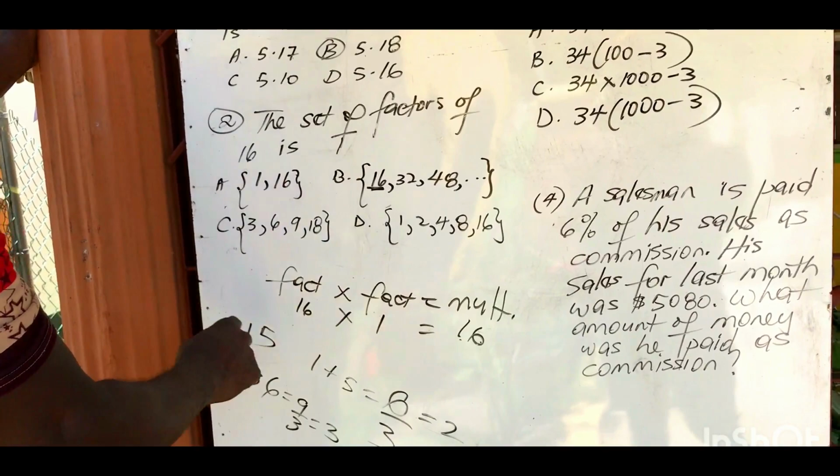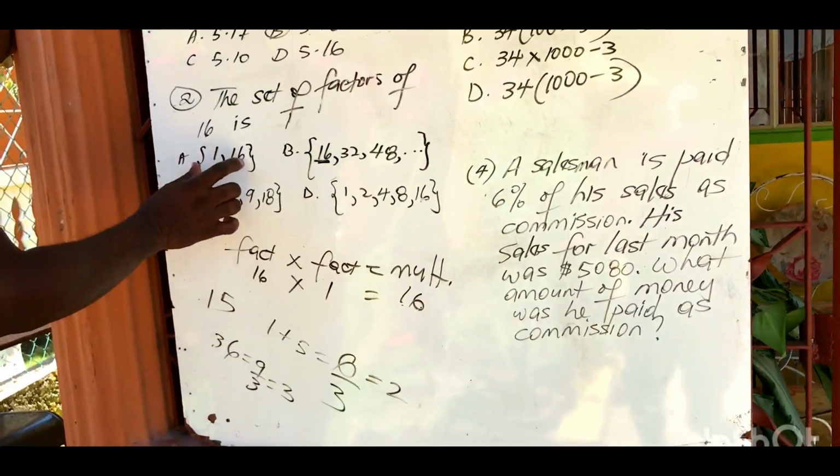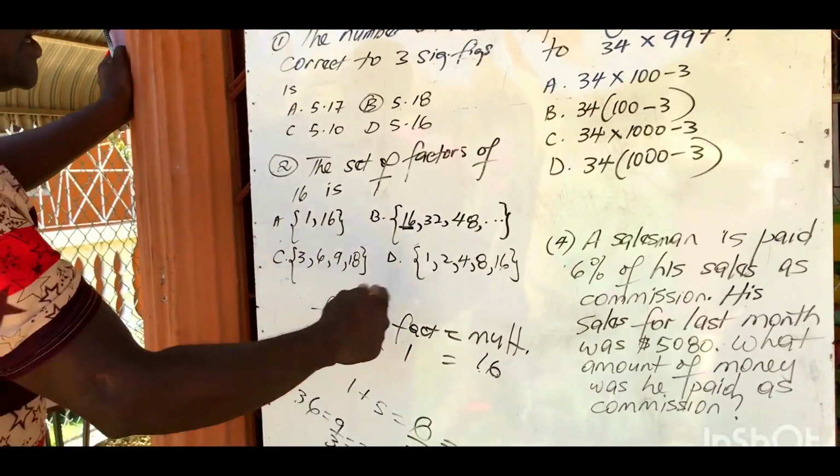And when we look at D now, 1, 2, 4, 8, 16, 1 and 16 are already factors. 2, which is an even number, can go into 16.